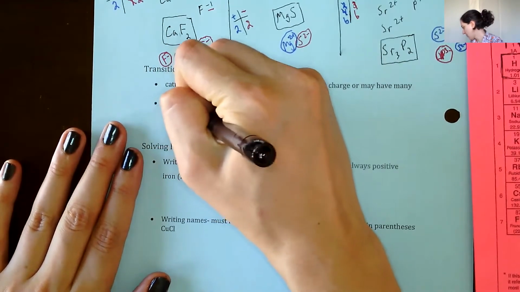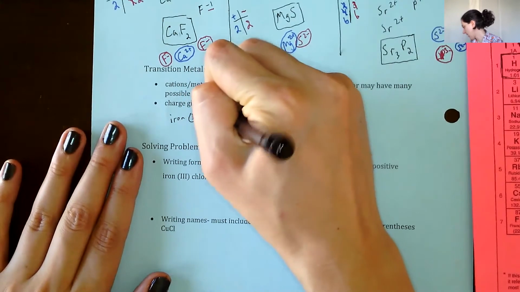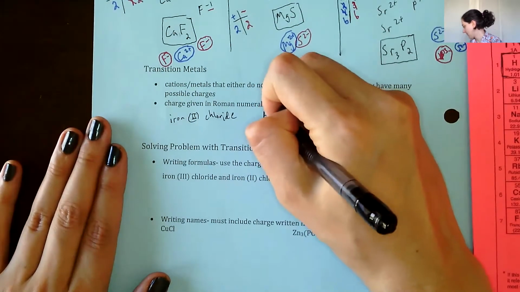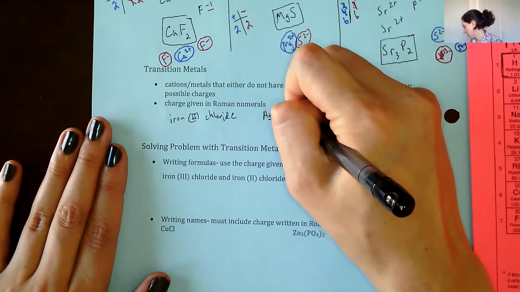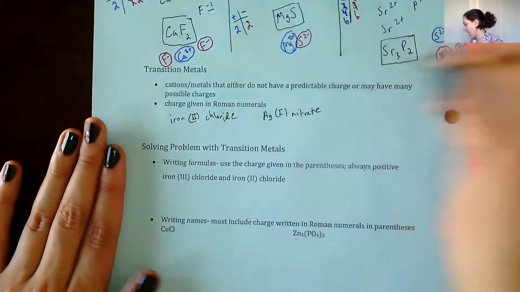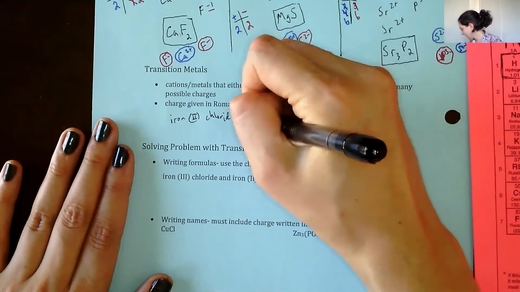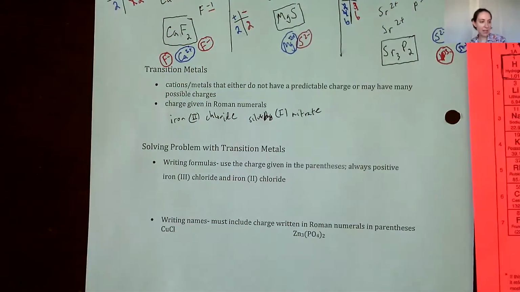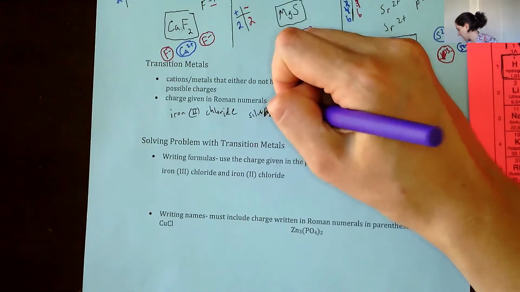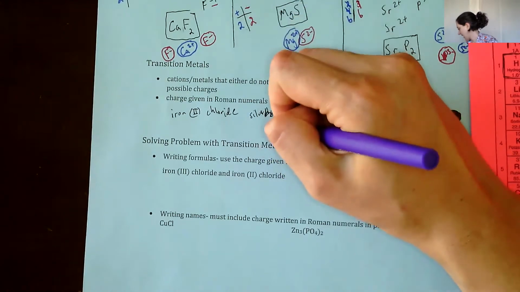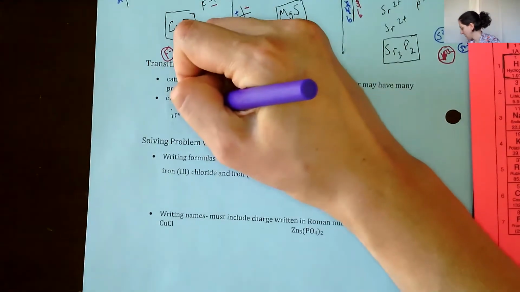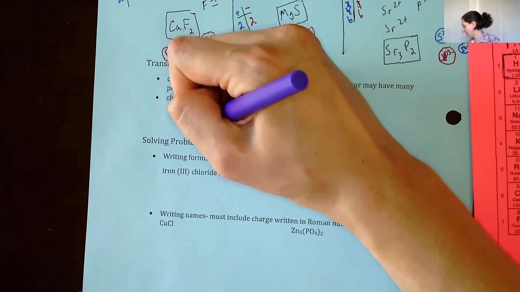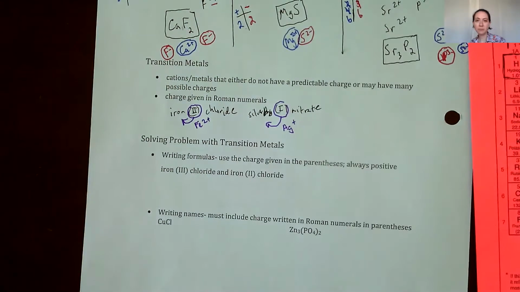Iron 2 chloride, maybe silver 1 nitrate. That's definitely something. Oh, I'm sorry. It should be silver, not Ag. Anyway, there's a whole bunch of them. Again, the key here is this tells us that it's Ag+1. This tells us that it's Fe2+.